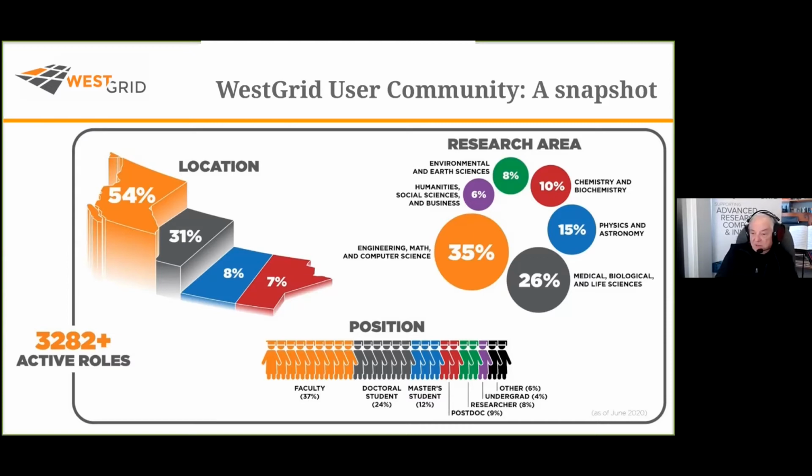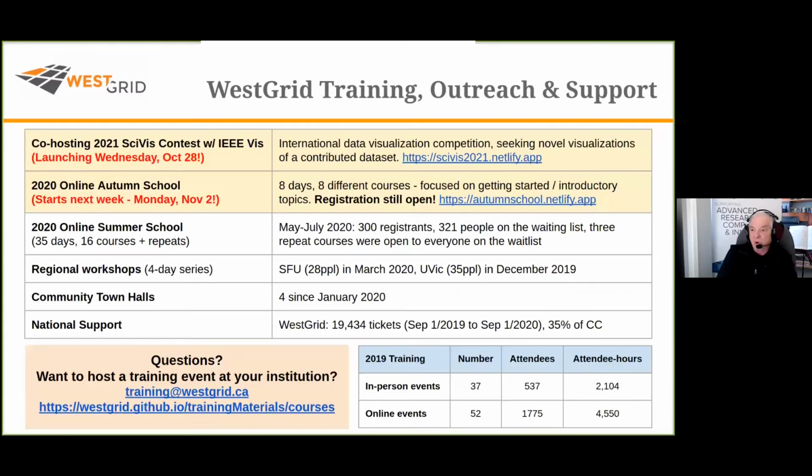And that little graphic down at the bottom says position. Indeed, faculty, students, postdocs are generally our biggest users. And it's always nice to see the faculty actually sitting down and running jobs too. It's not only the students who get the work done, pretty much evenly split. And in WestGrid, about 3,200, 3,300 active users, roles in the whole thing.